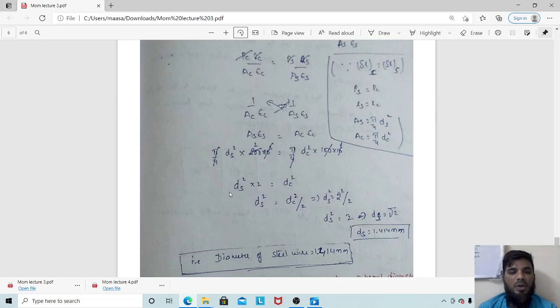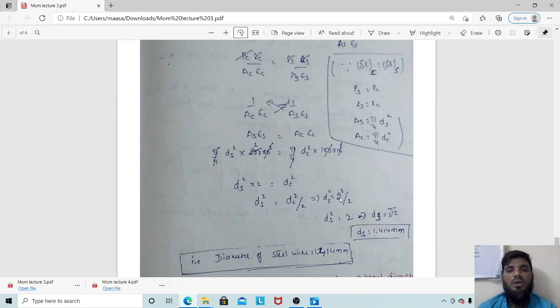I want the value of ds because the dc value they have given. So I will send this multiplication of 2 to the other side. Since it crosses the equal to, since it is transferred from this side to the other side, it will become division. So ds square is dc square by 2. But we know the value of dc which they have given us, that is 2.